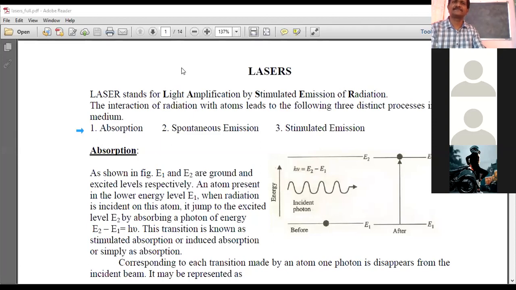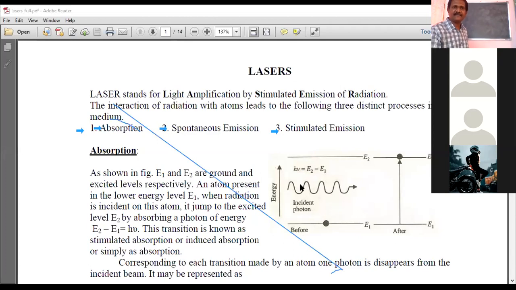Absorption, spontaneous emission, and stimulated emission. So these are the three things that we need to understand well: absorption, spontaneous emission, and stimulated emission.